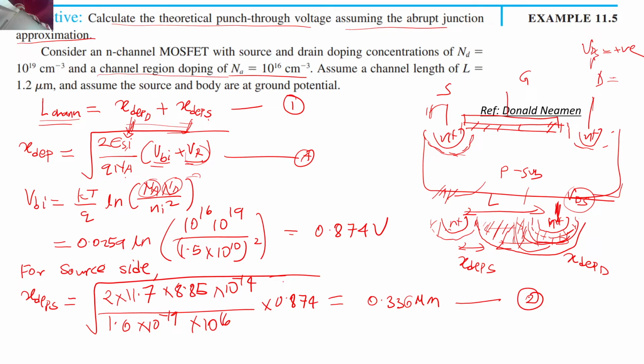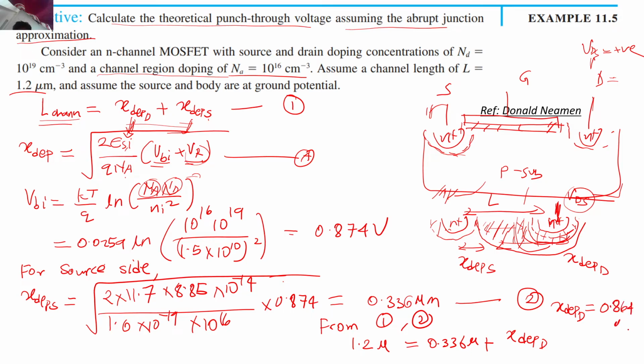Now we will not do the same for the drain. What we will do is we will substitute from 1 and 2. The channel length has been given to me, right? It's 1.2 micro. 1.2 micro will be 0.336 micro plus the depletion region width coming from the drain side, right? So if you substitute, the depletion region width on the drain side is going to come out to be 0.864 micrometer, right? So this is what we wanted.